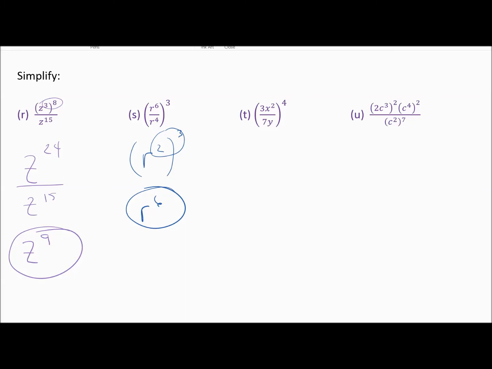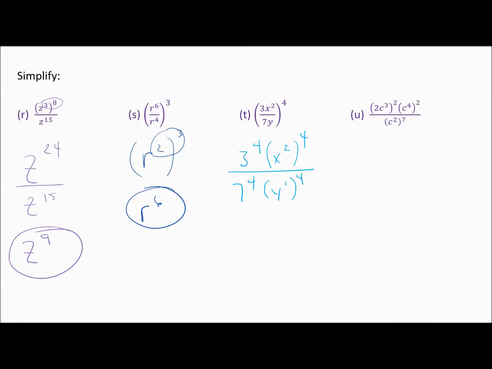Okay, next example. We've got a fraction inside here that cannot be reduced. We don't have any common factors. So I'm going to apply this 4 to all 4 of these factors, both of them in the numerator and both of them in the denominator. So I have 3 to the 4th, and then I have x squared to the 4th in the numerator. In the denominator I have 7 to the 4th, and then I have y to the 1st to the 4th.